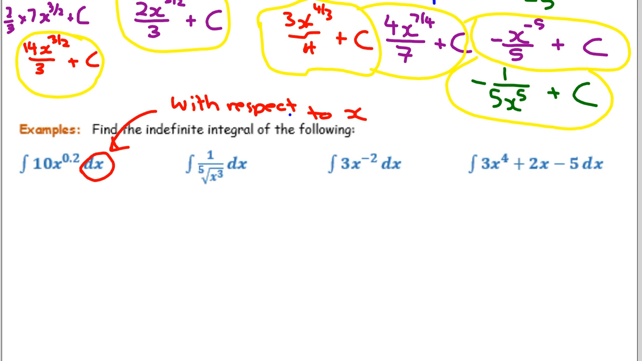Add 1 to the 0.2, yep. So it's going to be, start with just 10x to the 1.2. What do you divide by? 1.2. What have I forgotten? Wait, but plus c. Plus c, yeah. Really easy to forget the plus c.